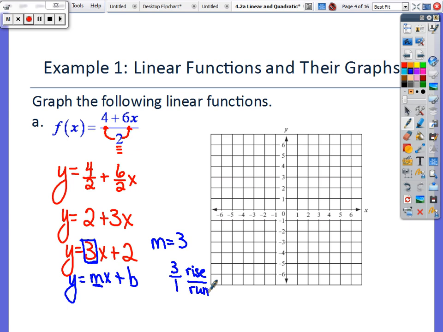It's the change in y's over the change in x's. And so we have the steepness of a line of 3. And so we're going to be going up 3 and over 1 depending on where we start. Well, where we're going to start is at the y-intercept. And if you take a look here, what is our y-intercept? In this case, it's a positive 2.